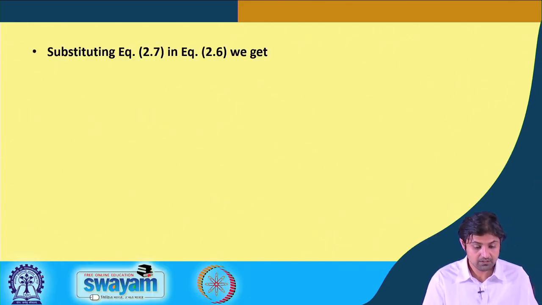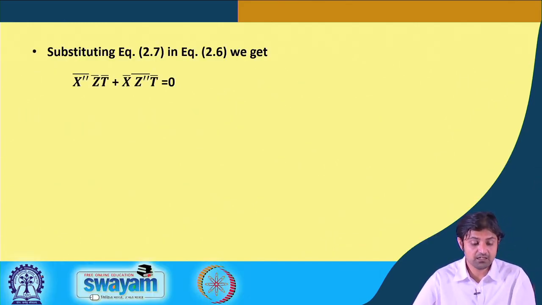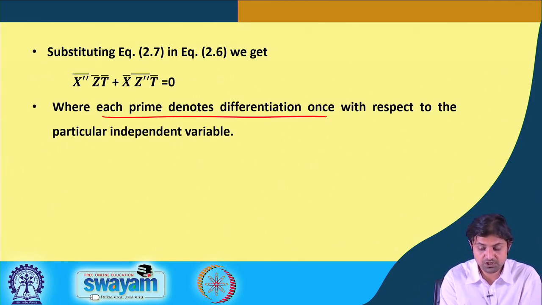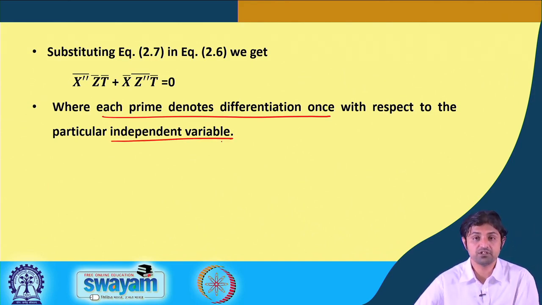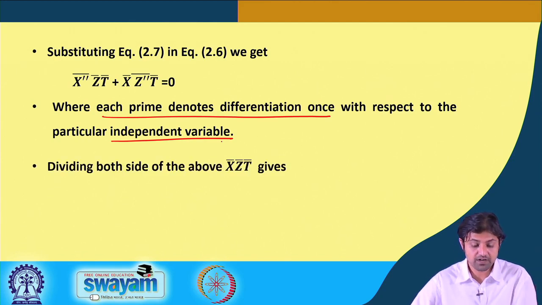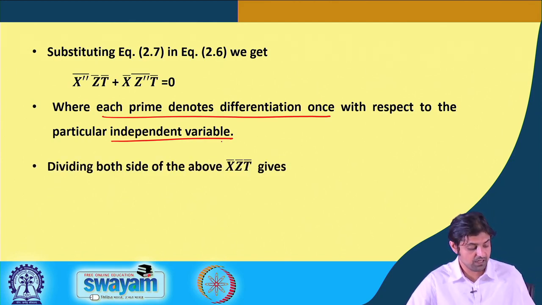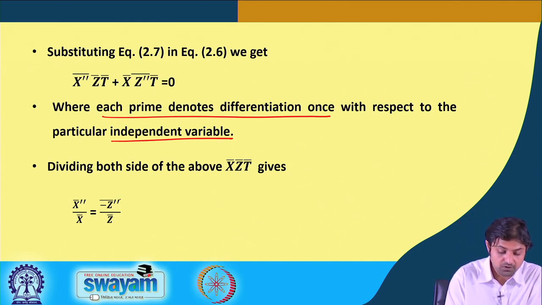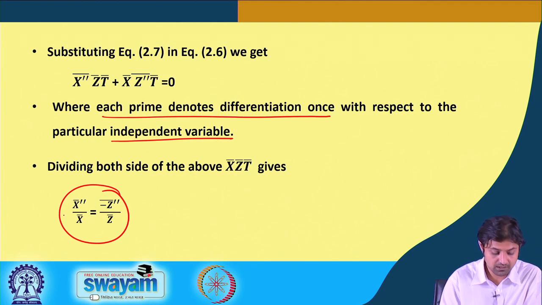What do we get? We get X double prime bar Z bar T bar plus X bar Z double prime bar T bar is equal to 0. Here each prime denotes differentiation once with respect to the particular independent variable. So, double means double differential. Now, if we divide both sides by X bar, Z bar and T bar, we get X double prime bar by X bar is equal to minus Z double prime bar by Z bar. This is the equation that we get.